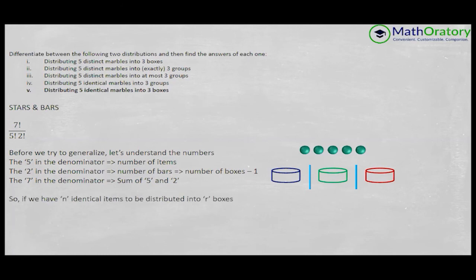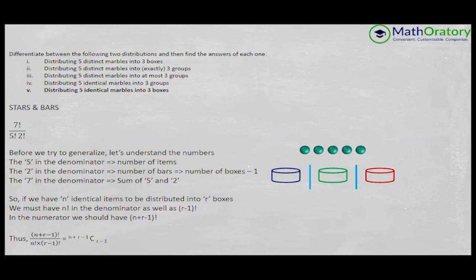If you try to generalize, if you have n identical items to be distributed into r boxes, first of all you will have an n factorial in the denominator because of the number of items. And you will have r minus 1 partitions in between the r boxes, so that will indicate r minus 1 factorial. These two will be in the denominator. In the numerator, we will have the sum of n and r minus 1 factorial, so n plus r minus 1 factorial. So what we'll have is (n plus r minus 1) factorial by n factorial times (r minus 1) factorial.